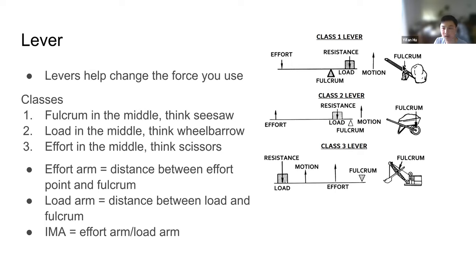For a class one lever, you can see this is like a seesaw, and the fulcrum is in the middle. Class two lever would be a wheelbarrow, because the fulcrum's on the side. And the class three lever would be like a pair of shears, the kind of scissors where you have a joint here and you push down this way.